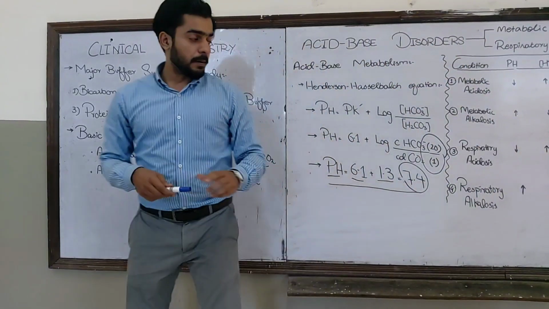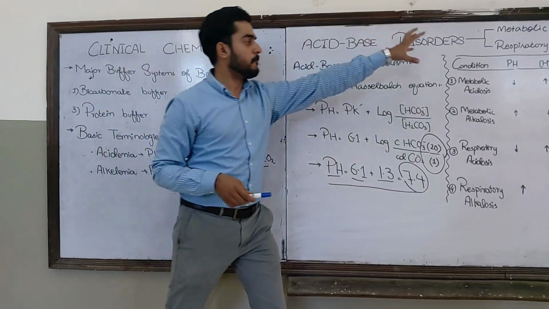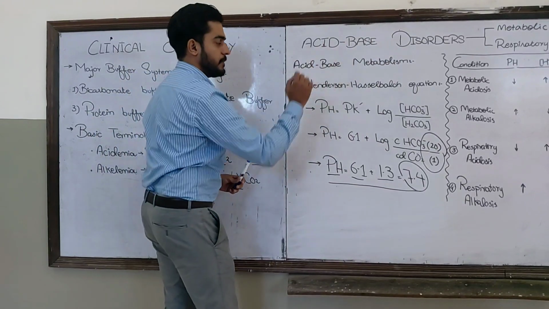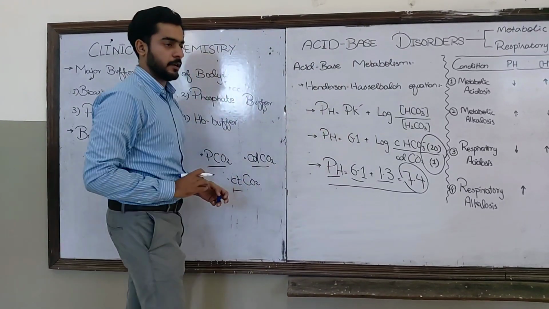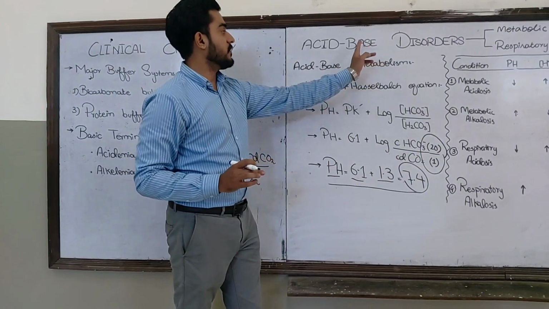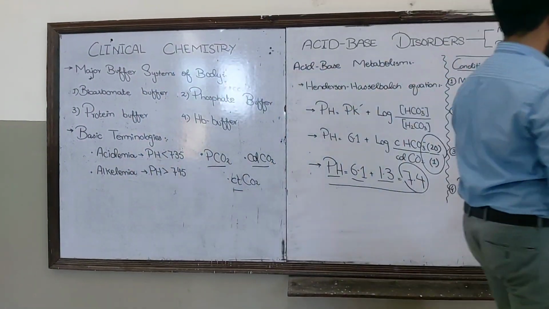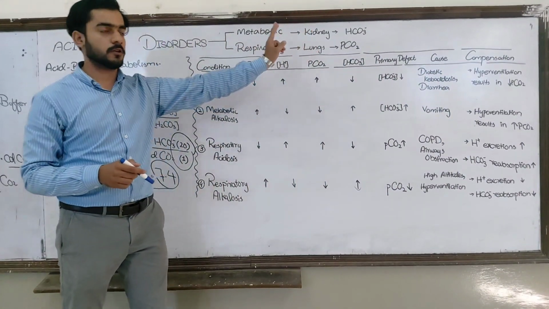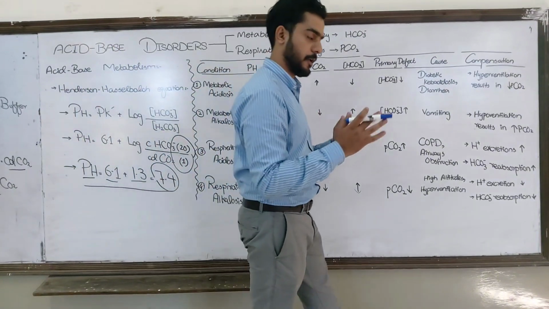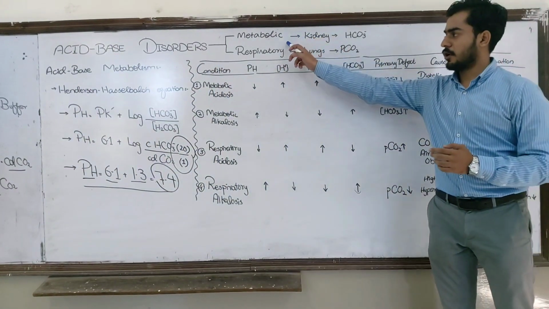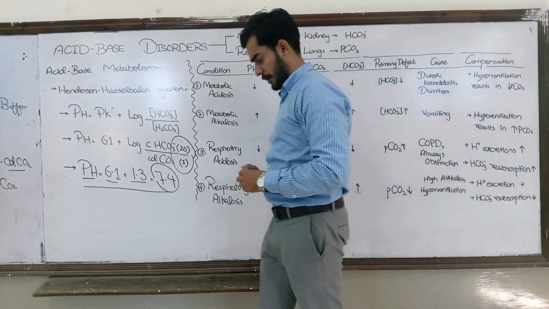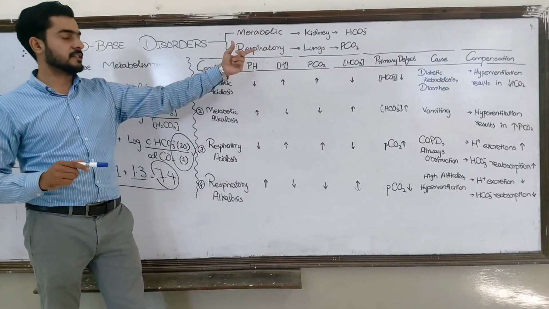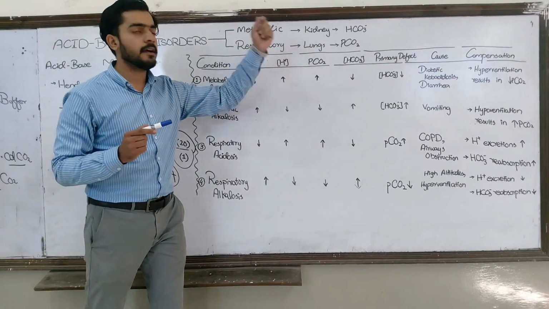The purpose of explaining all of this is to form the basis of acid-base disorders. When we discuss acid-base disorders, first we have to learn this equation. Now let's have a general discussion about acid-base disorders. There are primarily two types, involving two major components of our body: the metabolic component and the respiratory component. So there are metabolic acidosis and metabolic alkalosis, and respiratory acidosis and respiratory alkalosis.